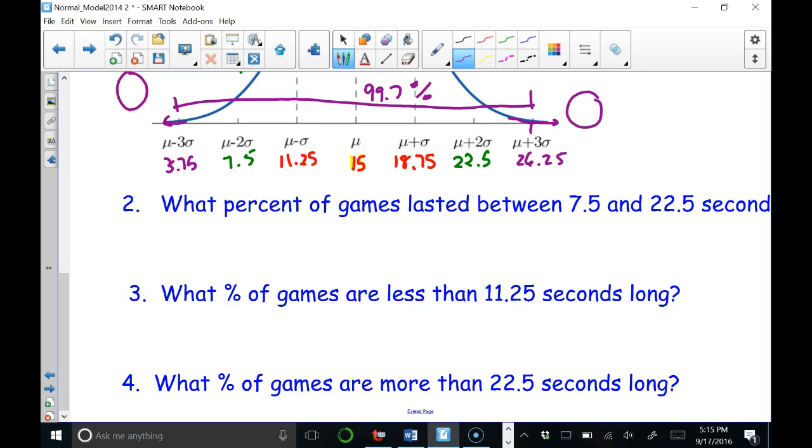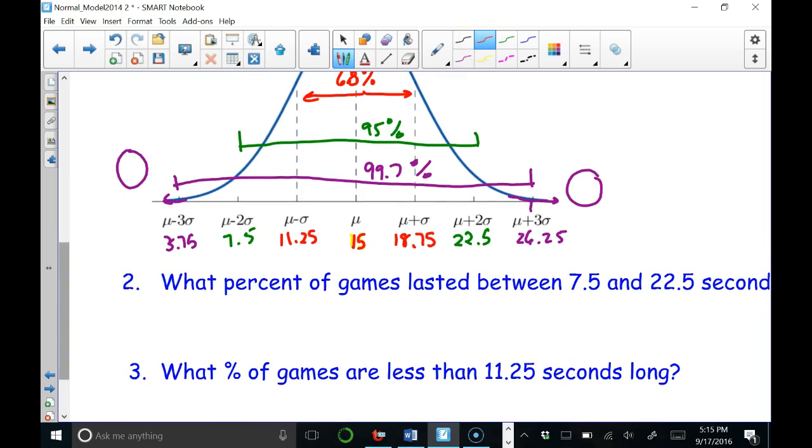First one is, what % of games lasted between 7.5 and 22.5 seconds? The second, what % of games are less than 11.25 seconds? And the last one, what % of games are more than 22.5 seconds? Turn off the video, try these, and then we'll check them. Okay, here goes. Between 7.5 and 22.5, you can see clearly from the picture, those are both the green numbers, that represents 95% of the people who played the game's scores.